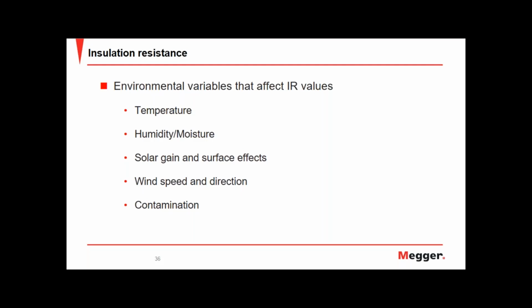Most of these variables we have little control over. In many cases, we may be testing outside, exposed to elements, and although we don't advocate testing in the rain, sometimes you may need to do so. We may encounter different temperatures, changes in humidity. There could be solar effects as clouds appear and disappear above our assets under test. There could be fluctuating wind speeds and ever-changing wind direction. And of course, surface leakage effects caused by contamination.